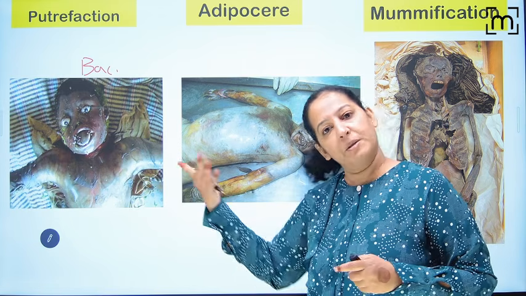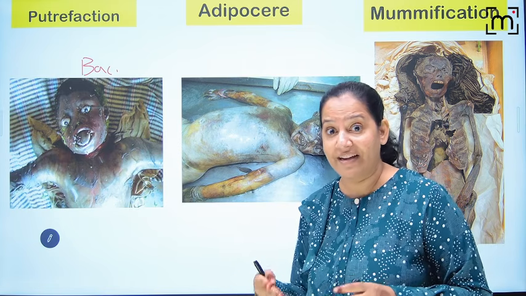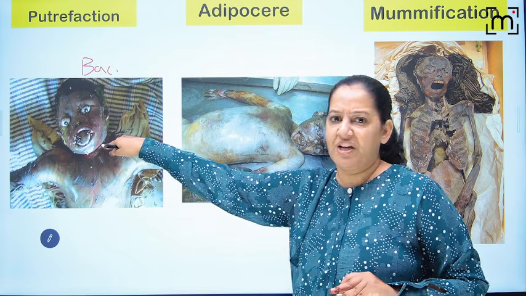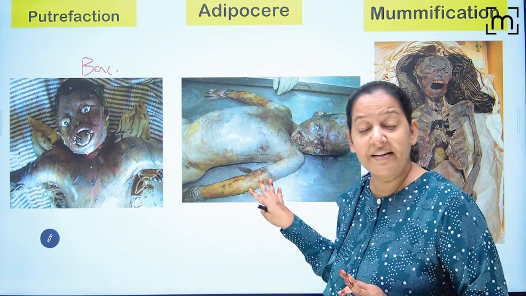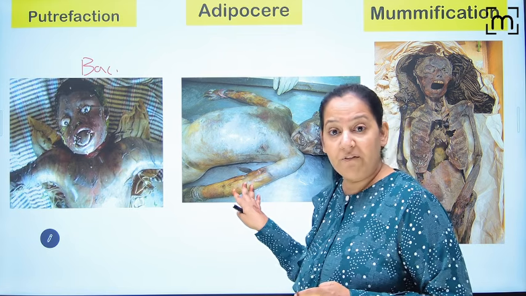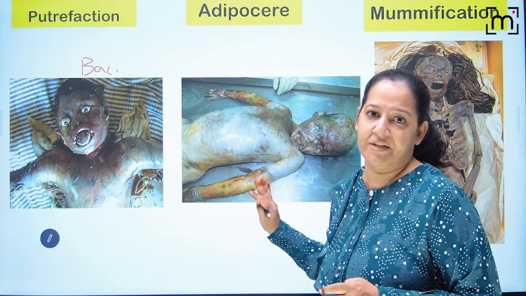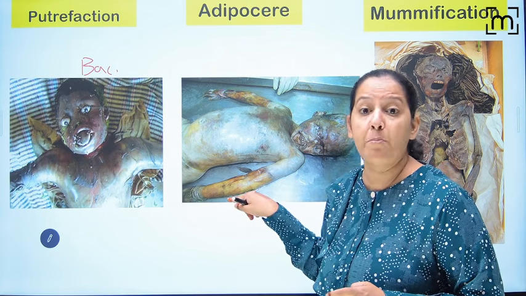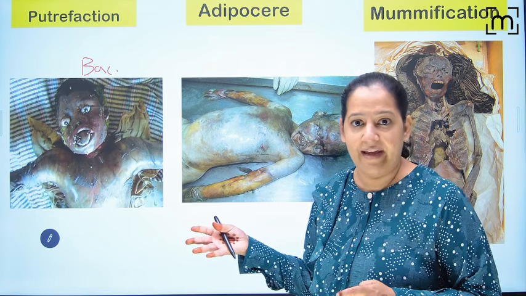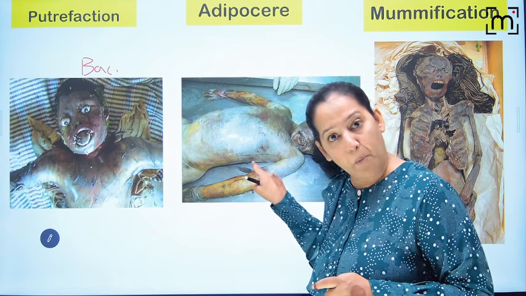In putrefaction, the body gets destroyed. It's very difficult to identify the body after putrefaction because the facial expressions, facial identity, everything gets destroyed. But in adipocere, it is maintained to some extent. So this is adipocere. Adipocere formation occurs when the dead body is in a moist environment. When it is in moisture, it favors this.